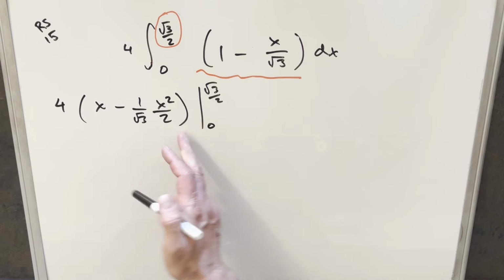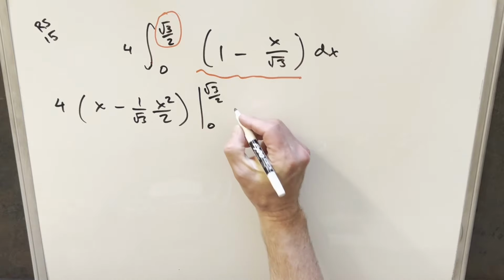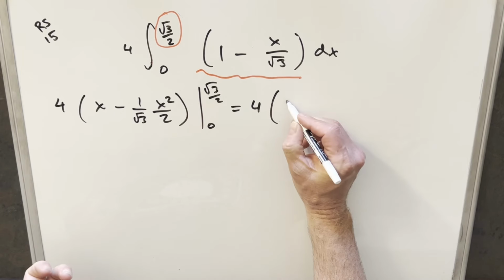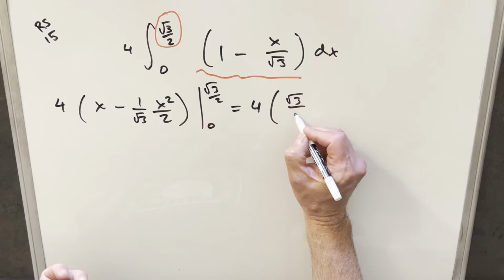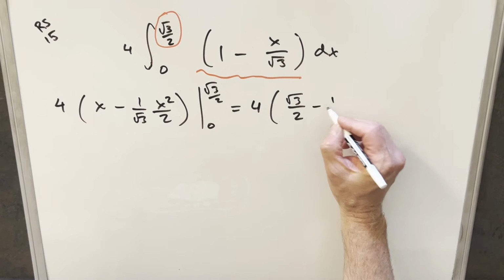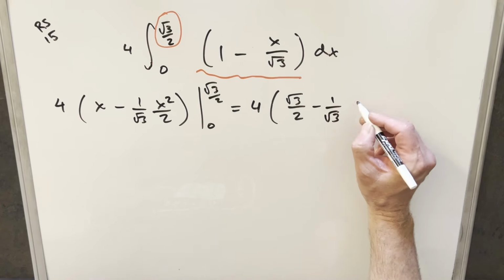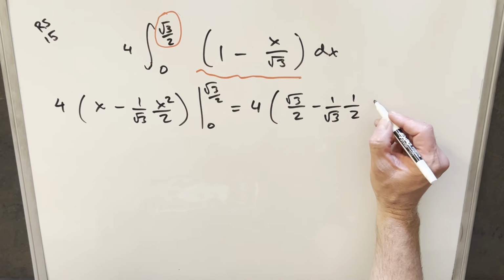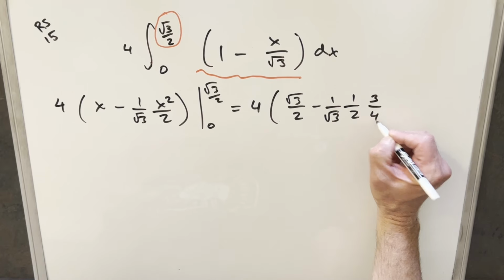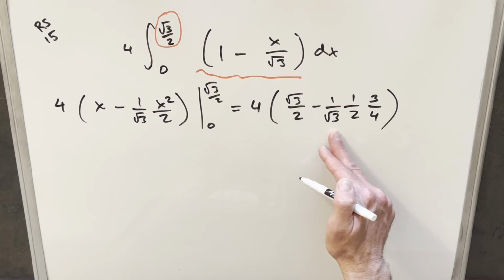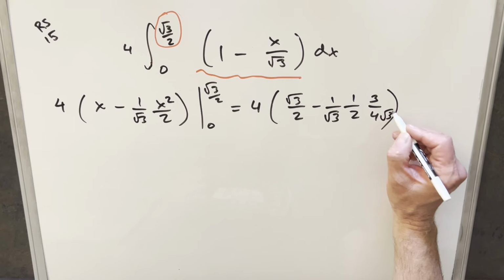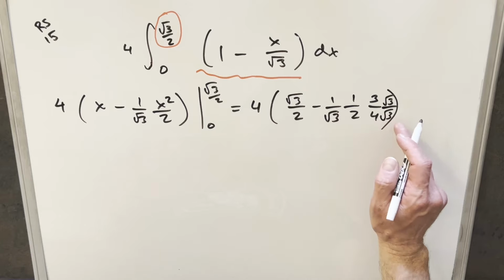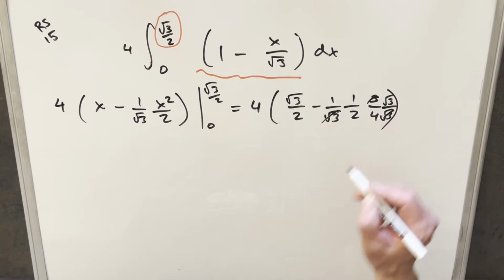When we evaluate at 0, everything's going to 0, so I'm not going to worry about that part. We'll just evaluate. We have our 4 out front. Plugging in square root of 3 over 2, we're going to have square root of 3 over 2 here. Then we'll have a minus 1 over square root of 3. I'm going to separate off this 1/2, because then we have to square this square root of 3 over 2. Squaring that, that's just going to become 3 over 4. I want to get the square root of 3 out of the denominator, so let's multiply by square root of 3 over square root of 3 here, because then square root of 3 times square root of 3 is just 3, and I can cancel this with all this.